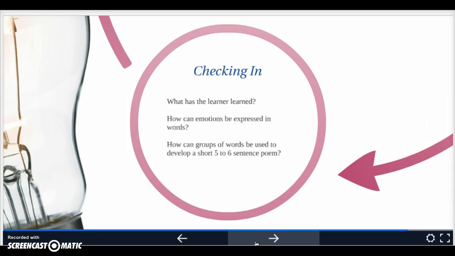And then checking in. This is the part where you have to check in and see what has been learned and how it relates to the overall picture. So again, we're taking it from simple to big. What has the learner learned? For instance, some questions I potentially would ask are, how can emotions be expressed in words? How can groups of words be used to develop a short 5 to 6 sentence poem?